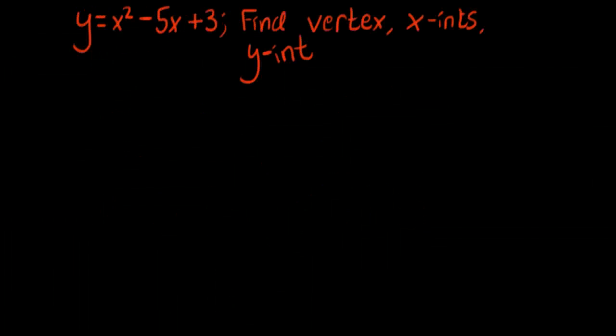So now we have y equals x squared minus 5x plus 3, and we want to find the vertex, the x-intercepts, and the y-intercept. So to find the vertex, we're going to want to transform it into vertex form. Remember, to do that, you first bring the 3 over to get all the x terms by themselves. So we'll have y minus 3 plus some constant, so I'm going to leave a little room there, equals x squared minus 5x.